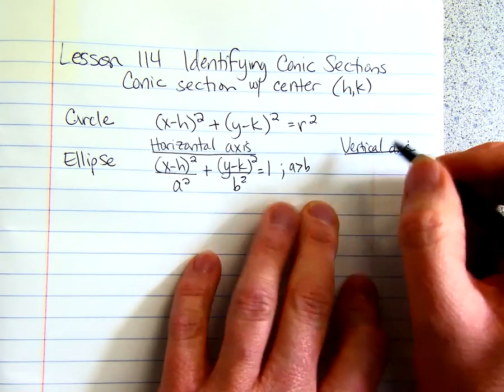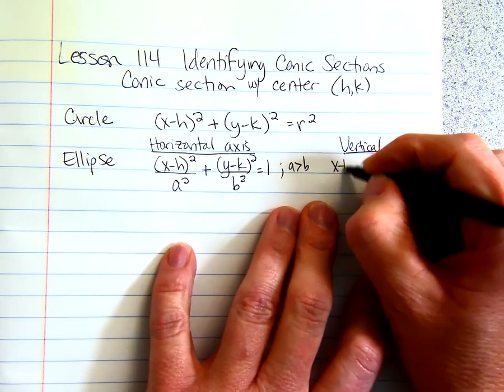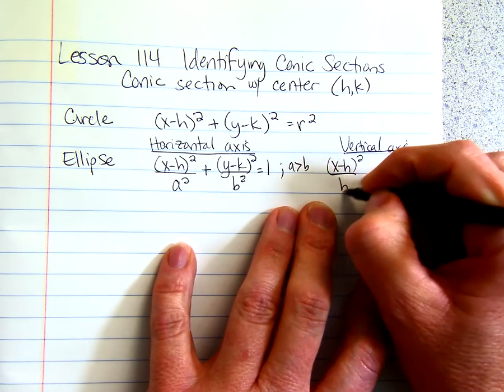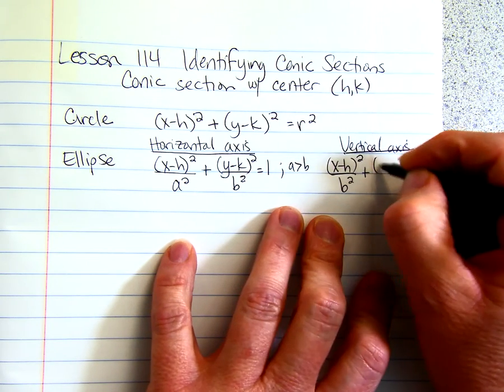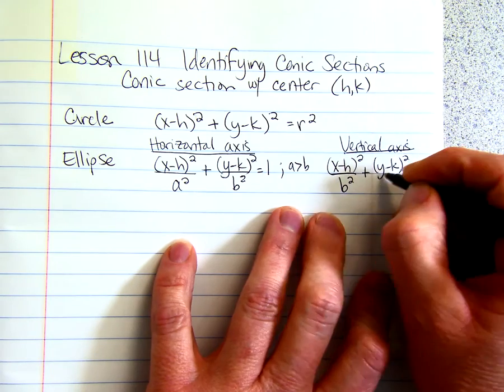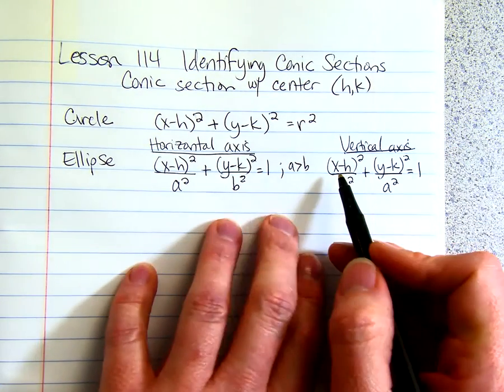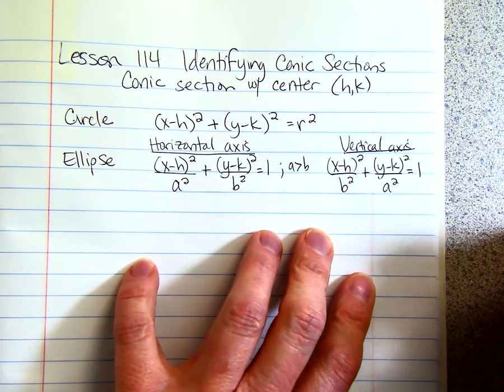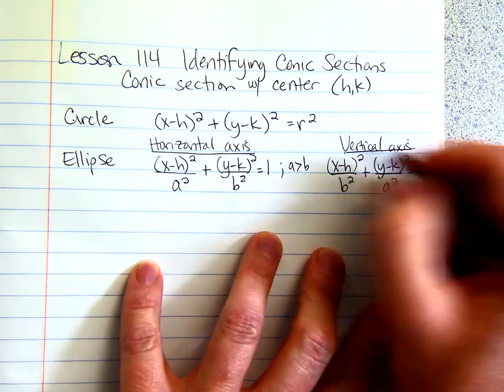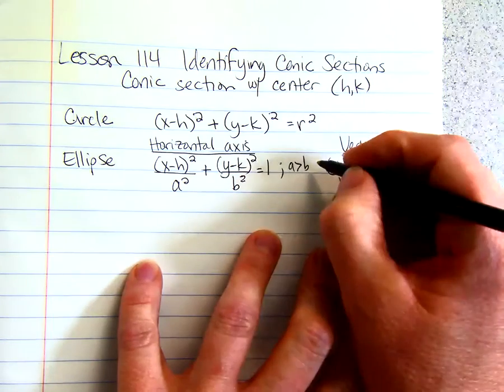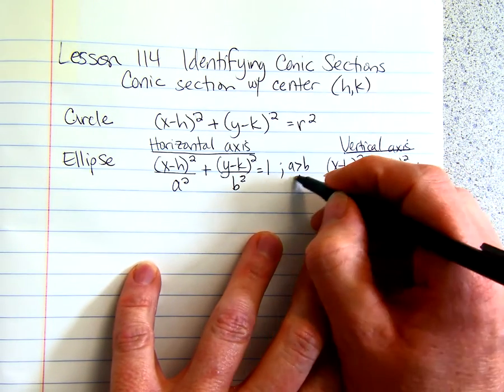Then if it's over the vertical axis, you would have (x minus h) quantity squared over b squared plus (y minus k) quantity squared over a squared equals 1. And it's the same thing, a is greater than b. I ran out of room to write that, but it's the same. So this goes there and there.